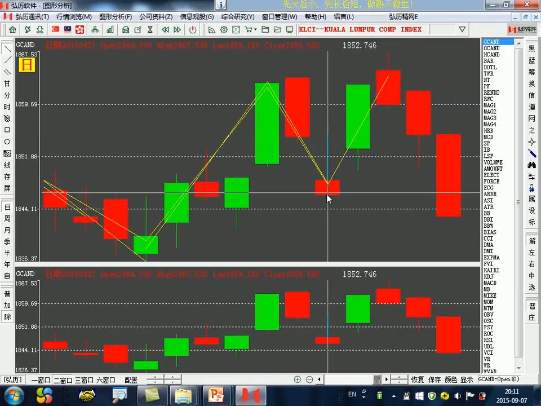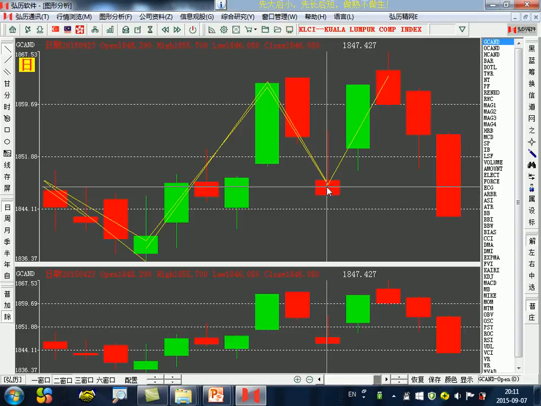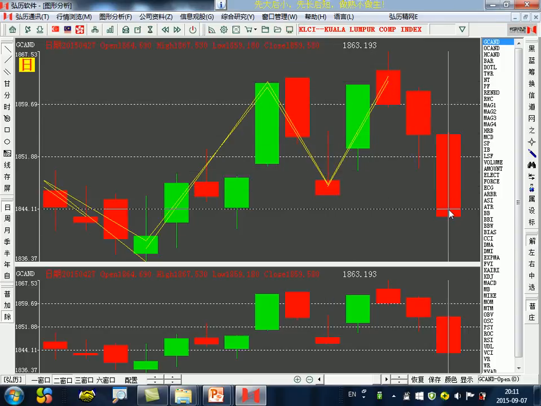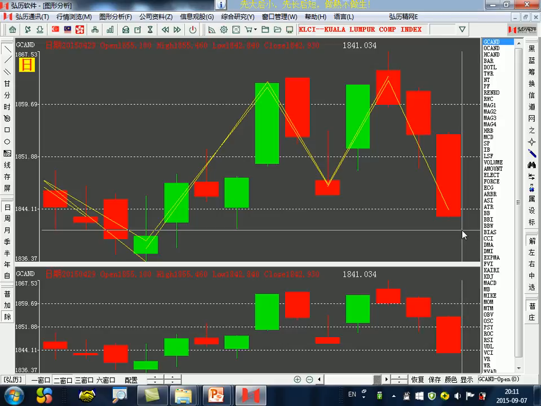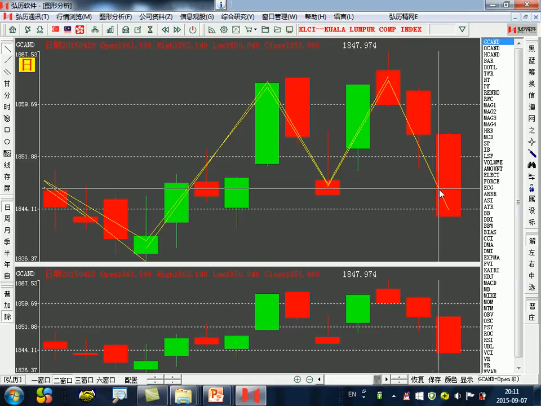So confirm or not? This one is the long and this one is the short. Which one is strong? The short. So until this day, you have confirmed. Now the market is controlled by the short, not the long anymore, right? So you cut here.